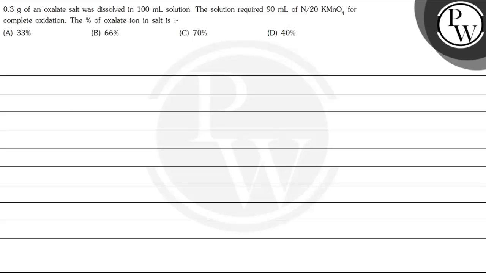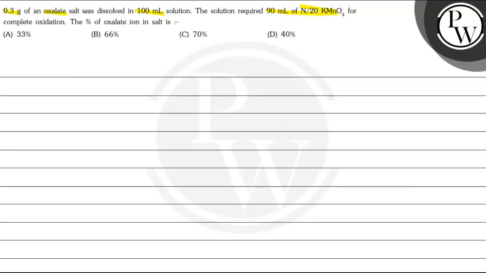Hello students, let's read this question. So the question is: 0.3 gram of an oxalate salt was dissolved in 100 ml solution. The solution required 90 ml of N by 20 KMnO4 for complete oxidation.